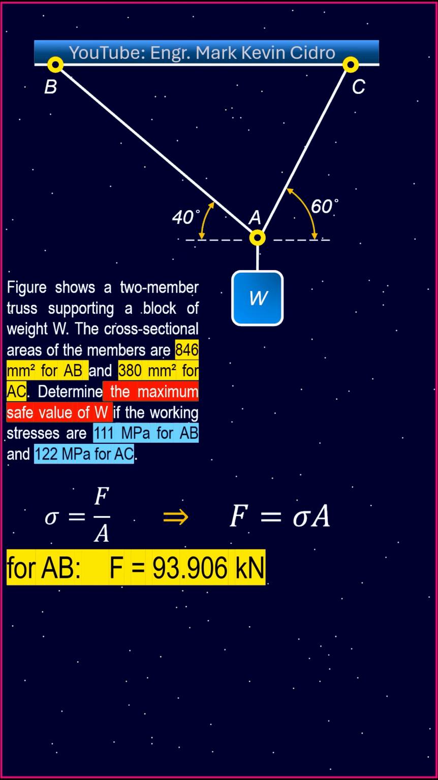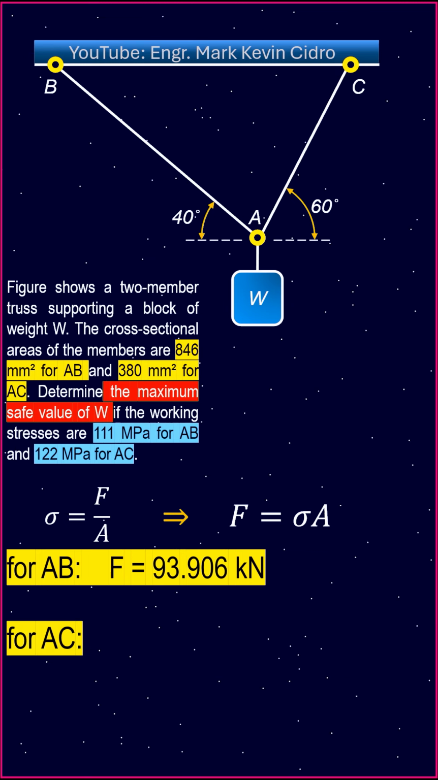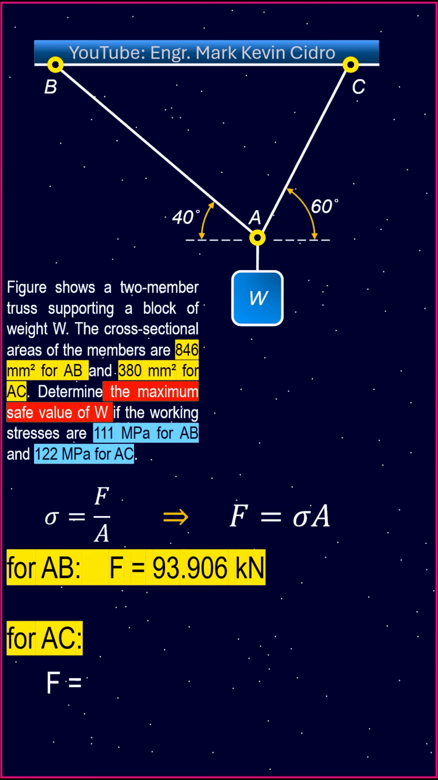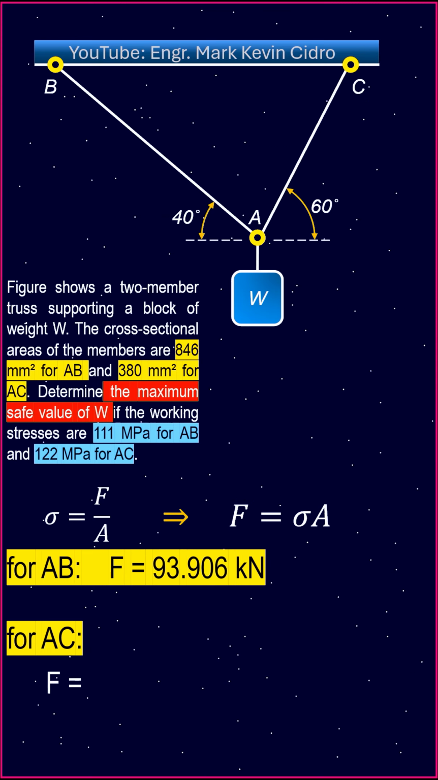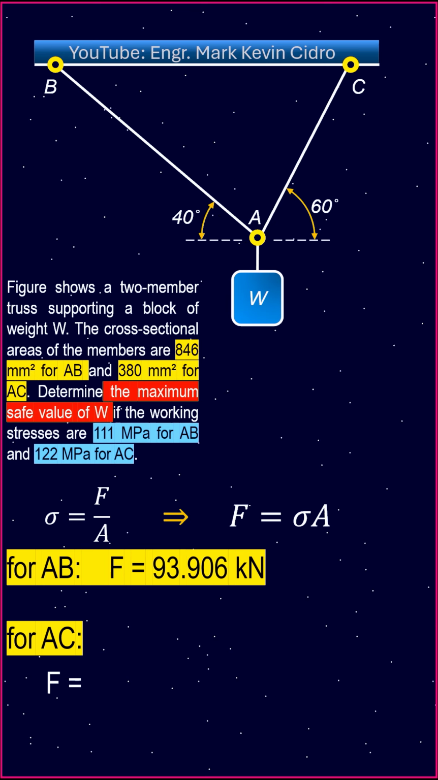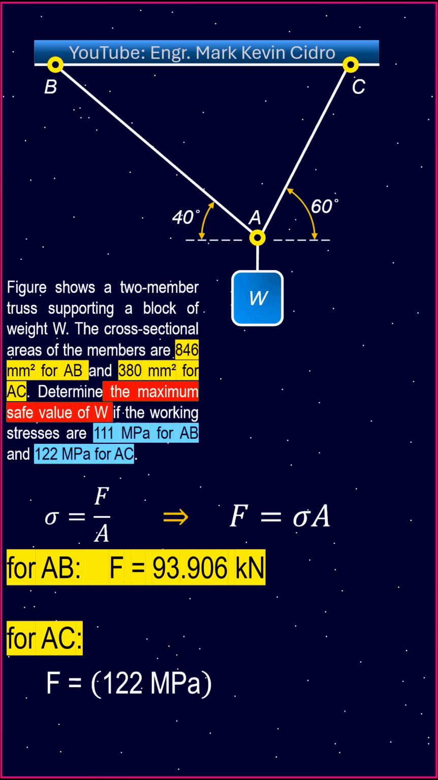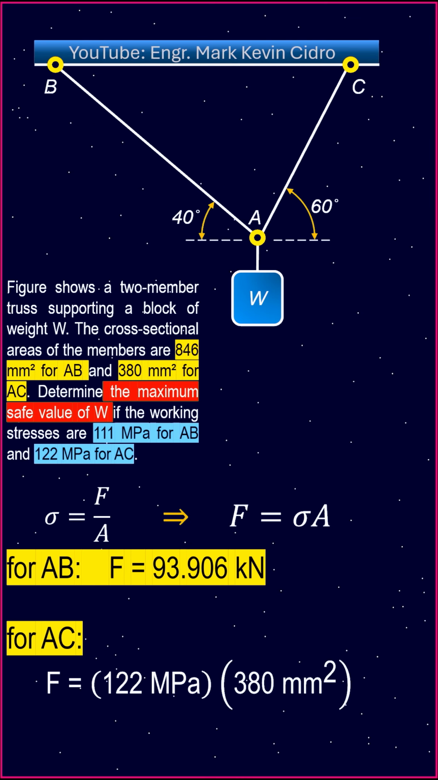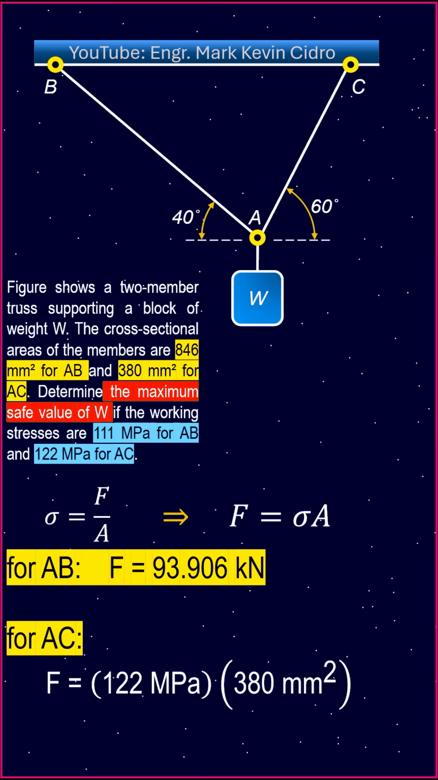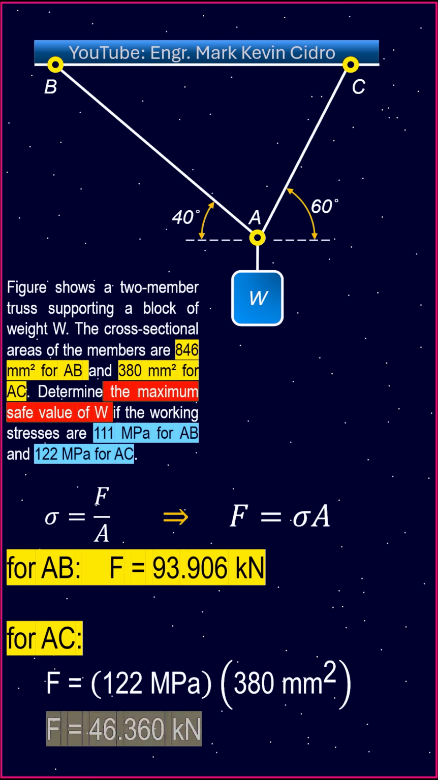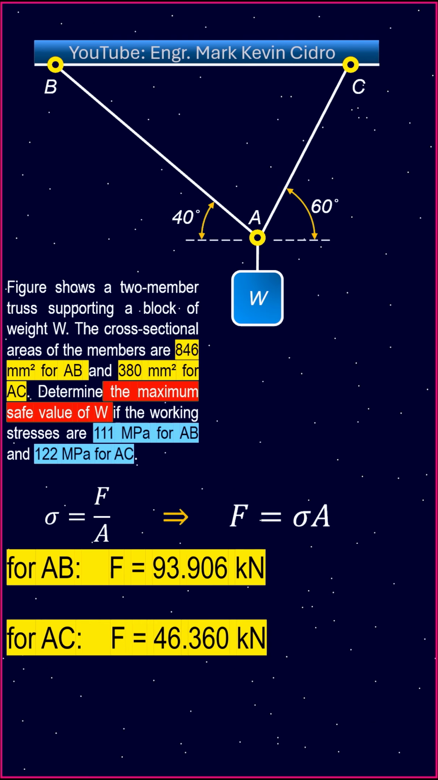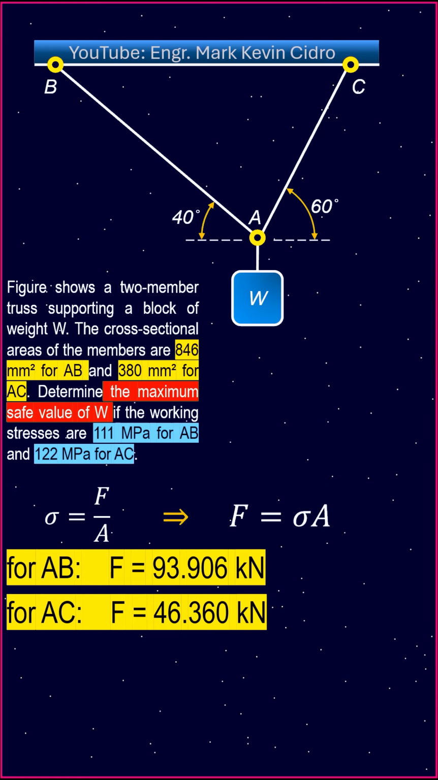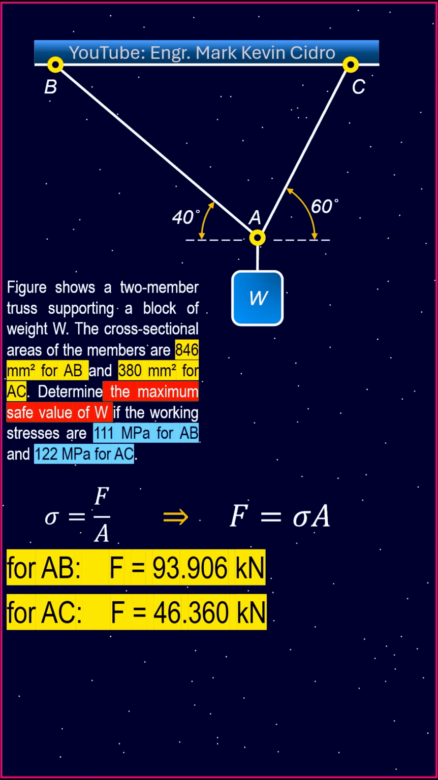Solving for the allowable force for AC, same formula. The force is just equal to stress times area. Yung allowable stress for AC, that is 122 megapascal, at saka yung cross-sectional area niya, which is 380 square millimeter. Now, solving for the value of the force, that is 46.36 kilonewton. Yun yung allowable force for AC.